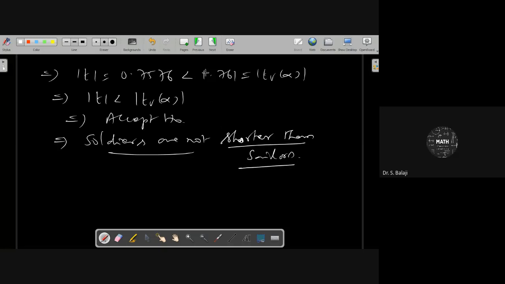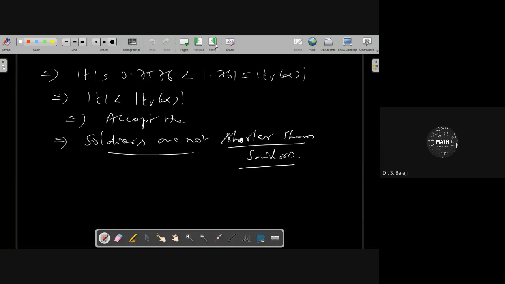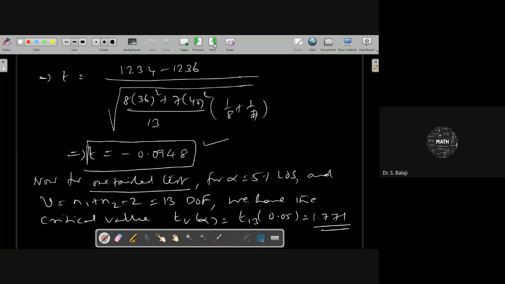Here both are the same, n1 equal to n2, but taken from two different types of persons. One is from soldiers, another from sailors. Therefore, you can use the second test statistic, with the help of that we can proceed here.